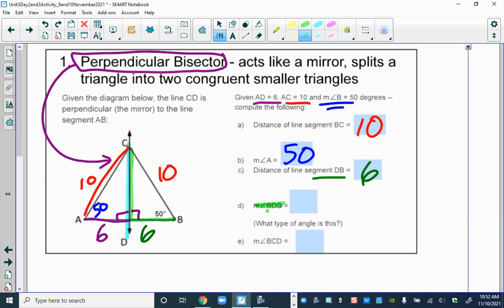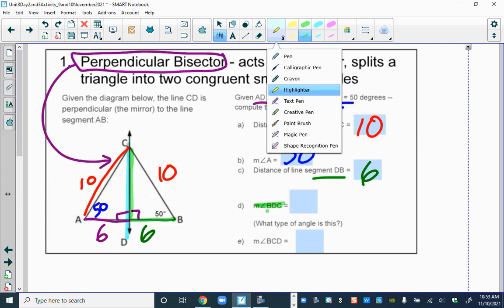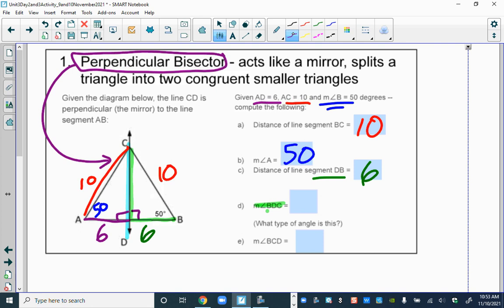Okay, so we have angle BDC. If we look at our diagram, and the fact that that's a perpendicular bisector, somebody said it earlier, what type of angle do we have here? It's a 90-degree right angle, that's right. Very good.